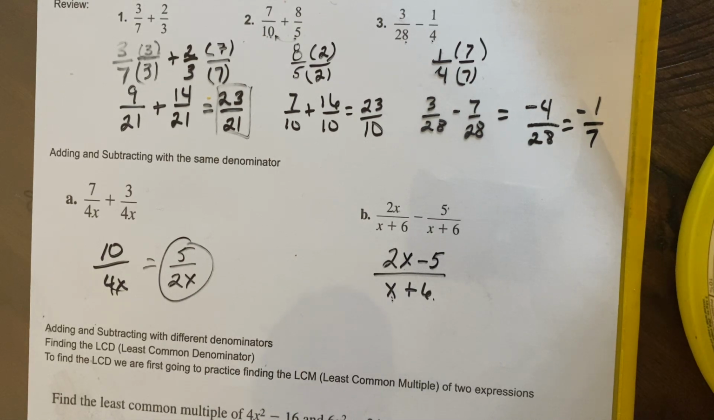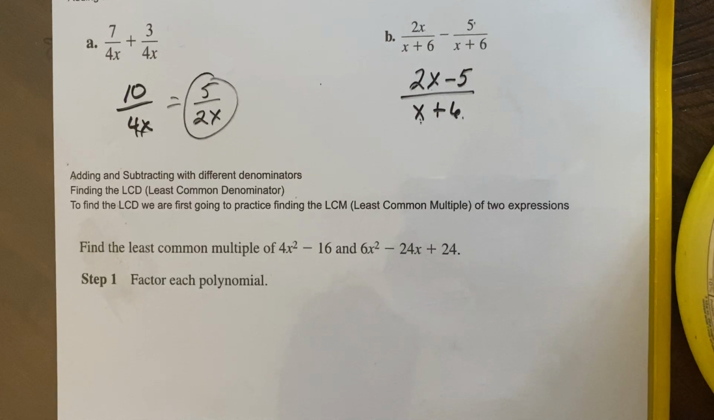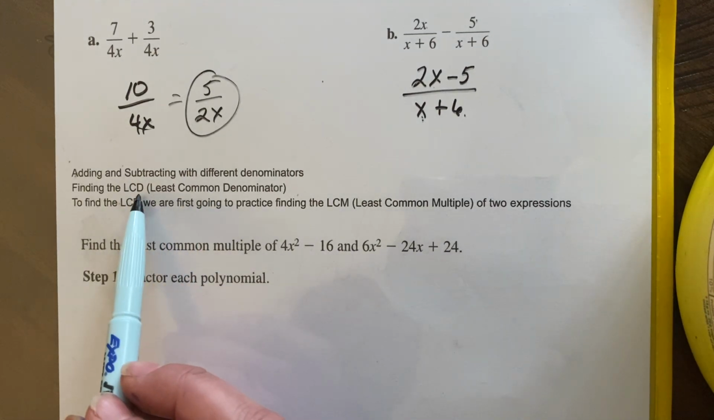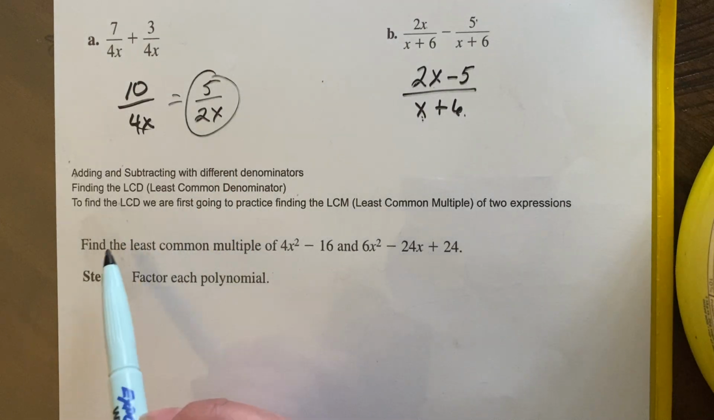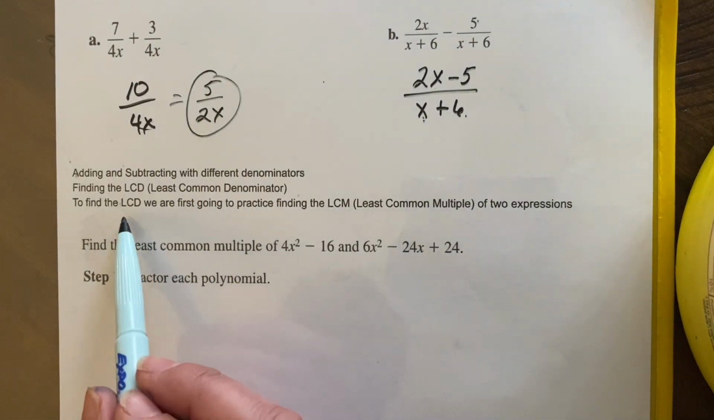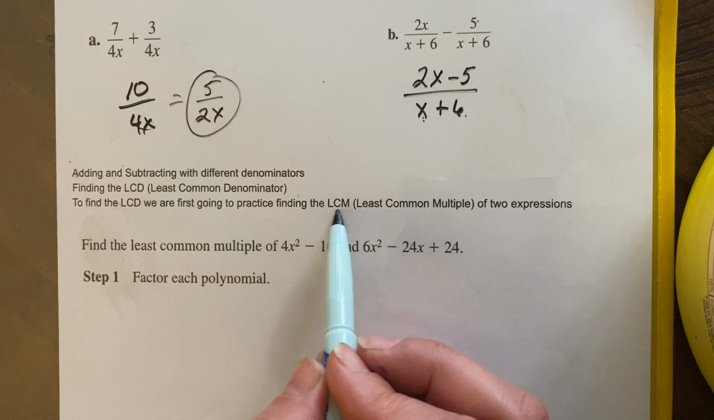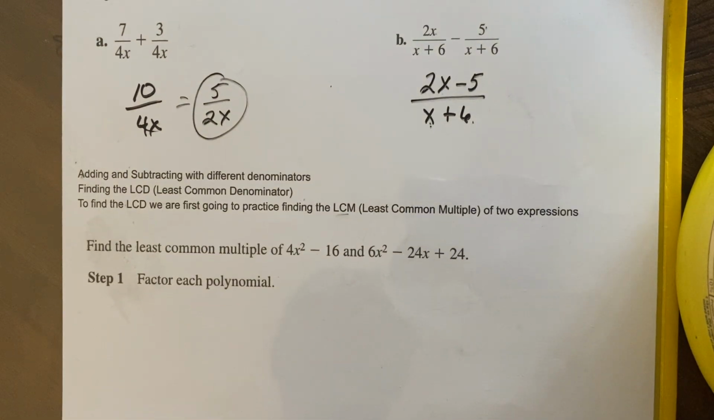It's when they don't match. So let's go ahead and take a look at that. So first thing we're going to do is looking at finding the least common denominator, because it's a little different than the first problems when we have variables. So to find the least common denominator, we're going to practice finding the least common multiple, the LCM.